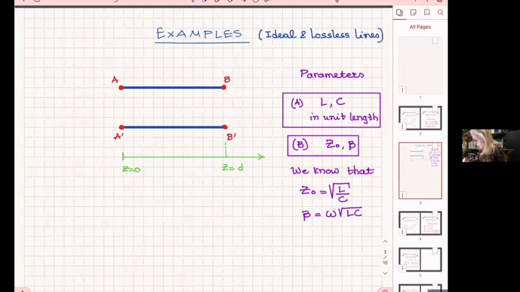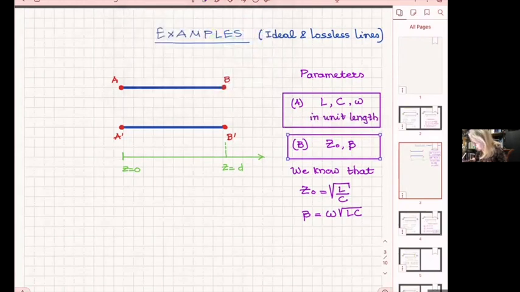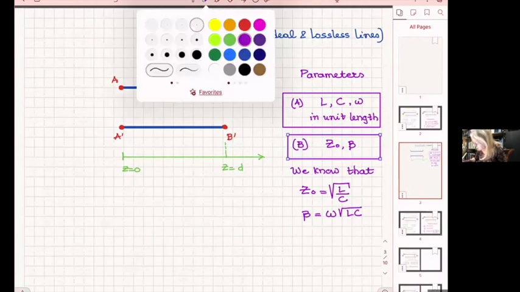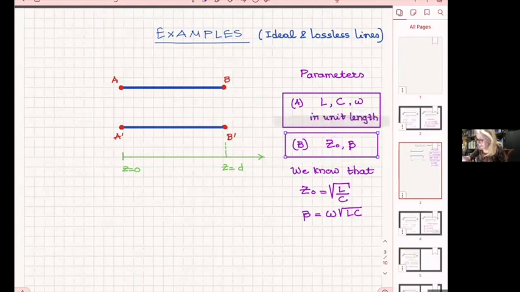So either I'm going to give you L and C and of course the frequency. The frequency is always very important. Or I will give you Z naught, beta, and the frequency. The frequency is an independent parameter. It's a fundamental parameter, and you need to have it. You cannot derive the frequency unless I give you. Okay, frequency is fundamental, comes from the source.